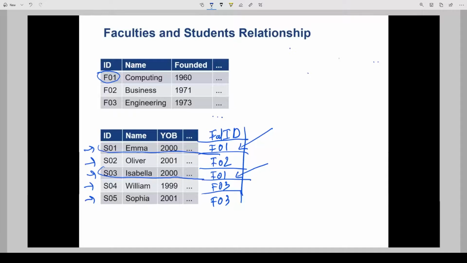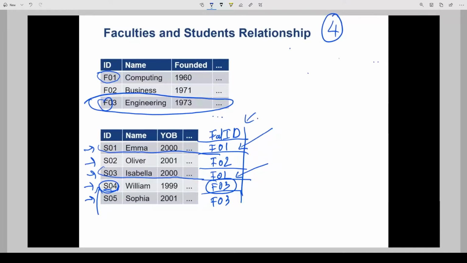Now, given the student ID, can we retrieve the respective faculty? For example, given the student ID S04 in here, Williams in here, can we retrieve the faculty that Williams studies? Yes, we can. This is the one. From the F03 is the ID. I can retrieve everything in here. It means that we can store the relationship, and the solution is simplest. This is option 4, and this is the solution for our one-to-many relationship.